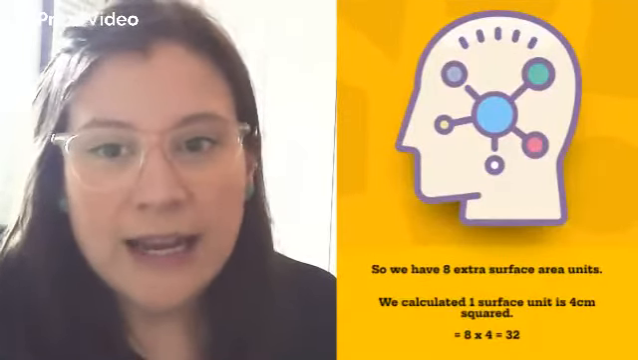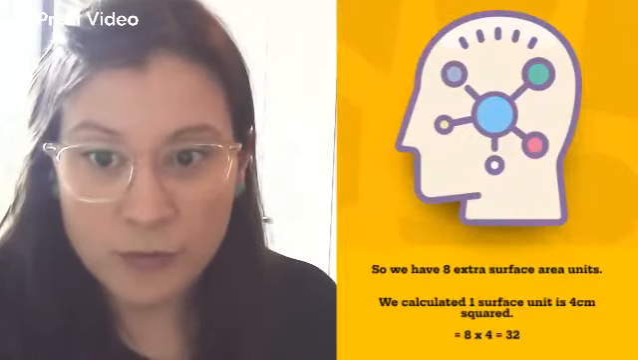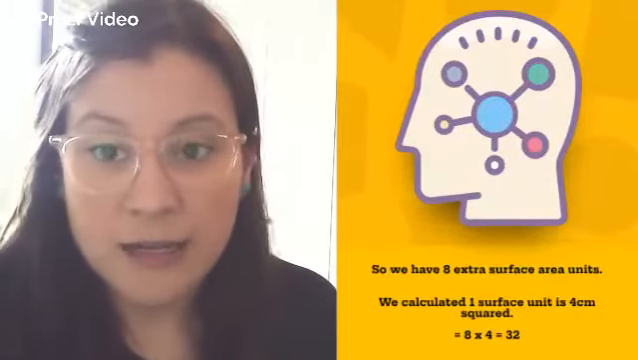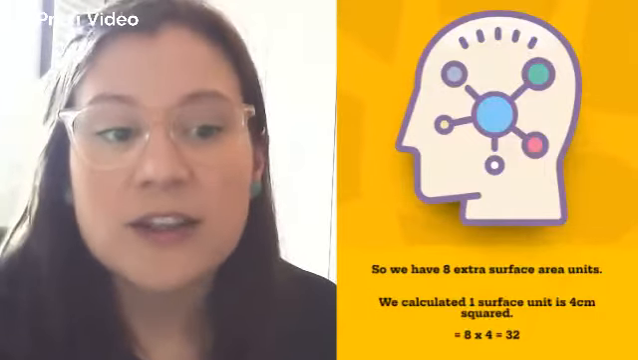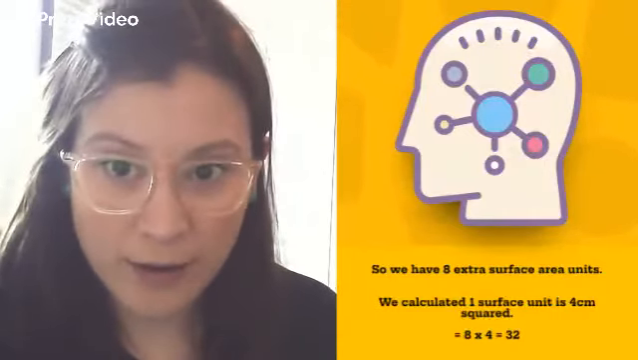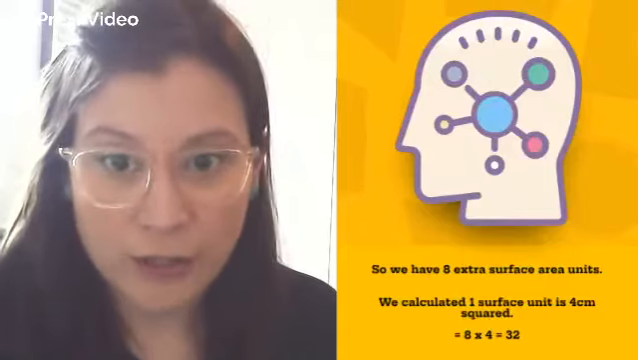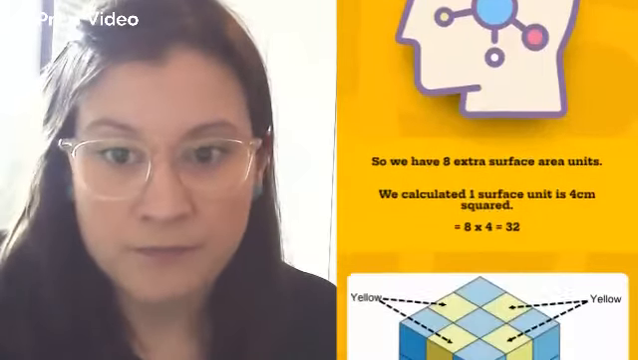So we have 8 extra faces now that we've removed the yellow cubes. And 8 times 4 is 32. So we've gained 32 centimeters squared when we remove those yellow cubes.